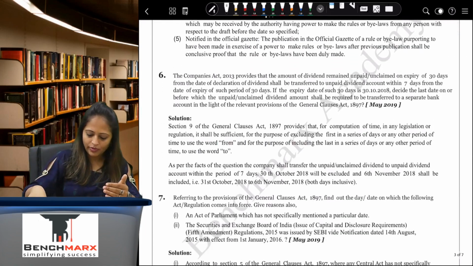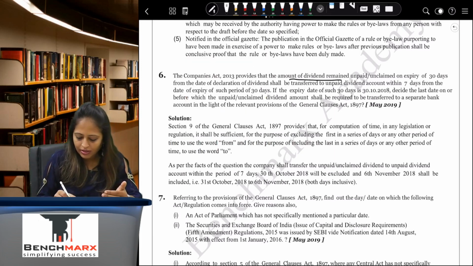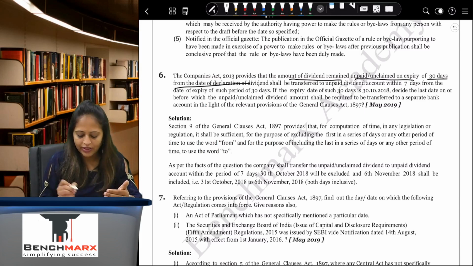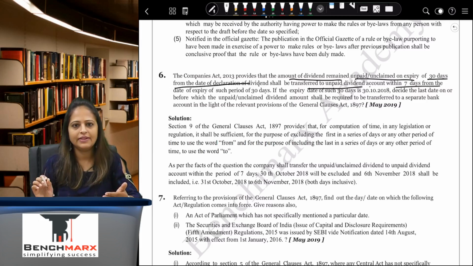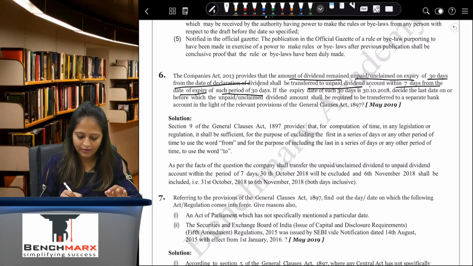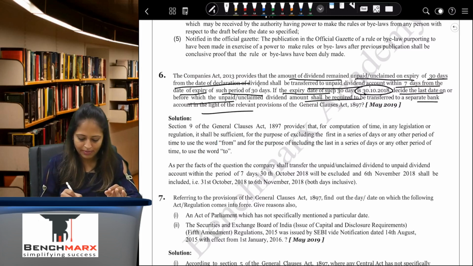The Companies Act provides that the amount of dividend, again the same type of question, remaining unpaid or unclaimed on expiry of 30 days from the date of declaration of dividend shall be transferred to the unpaid dividend account within 7 days. So here they have already given you the Companies Act answer, they are not asking you about it, correct? From the date of expiry of such period of 30 days. If the expiry date is 30th of October, decide the last date on which the unpaid dividend has to be transferred to a separate bank account.